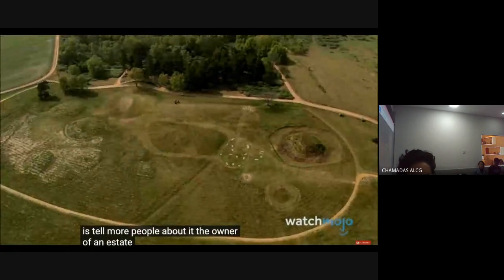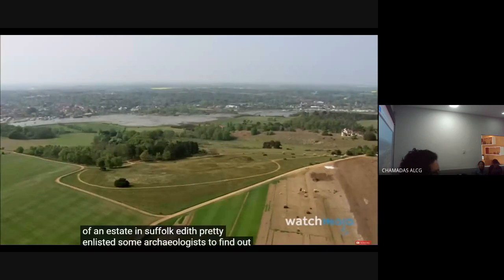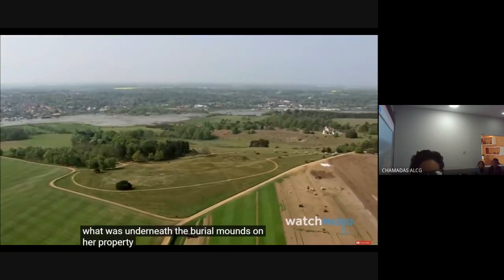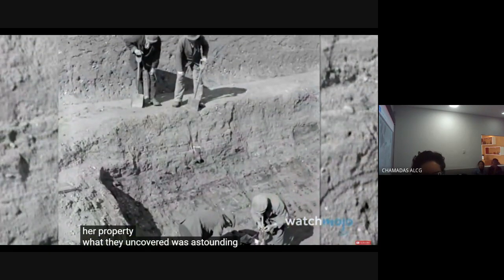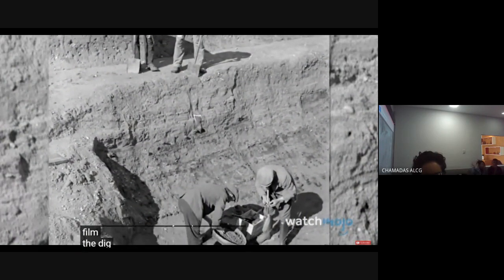The owner of an estate in Suffolk, Edith Pretty, enlisted some archaeologists to find out what was underneath the burial mounds on her property. What they uncovered was astounding. So much so that the story inspired a 2021 film, The Dig.